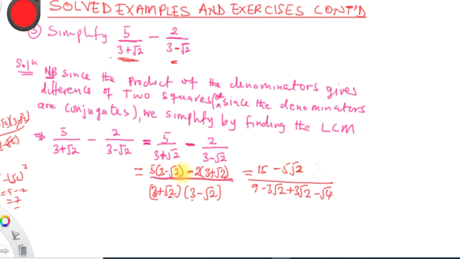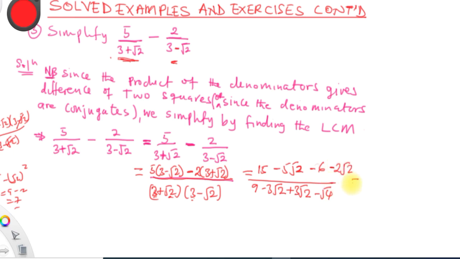I did not write it. So this one is what? So 5 times negative square root of 2, you get negative 5 root 2. And then when we get to this term, negative 2 times positive 3, you get negative 6. I said I didn't write it. And then negative 2 times positive square root of 2, you get negative 2 root 2. So this is what you get.